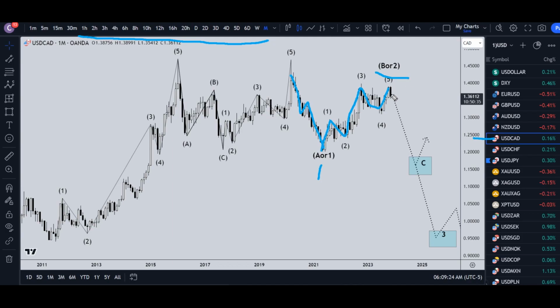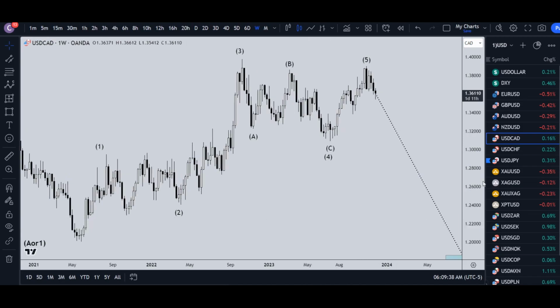And I think we're going down for either a wave C, which would probably go down to this area, or possibly a wave 3, and a wave 3 would possibly go all the way down to this area around the 0.95 area. So either way, it doesn't matter, because either way we should be primarily looking for shorts.